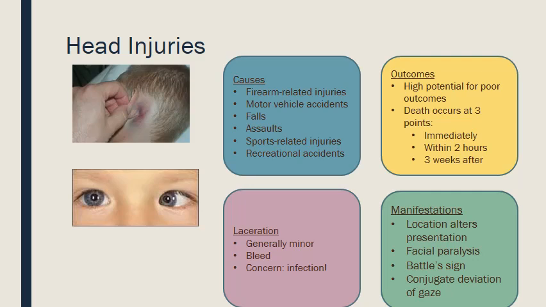There is a high potential for poor outcomes. Death after a traumatic brain injury occurs at 3 points: immediately at the time of the insult or injury, within 2 hours after the injury, or within about 3 weeks after that time.